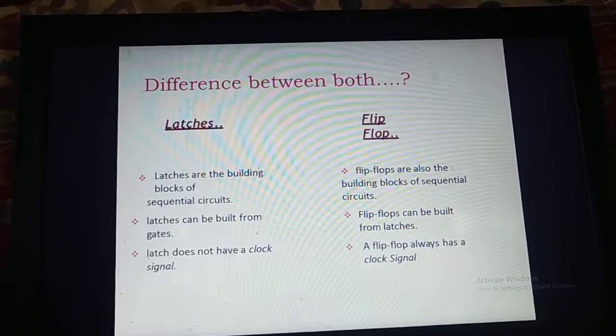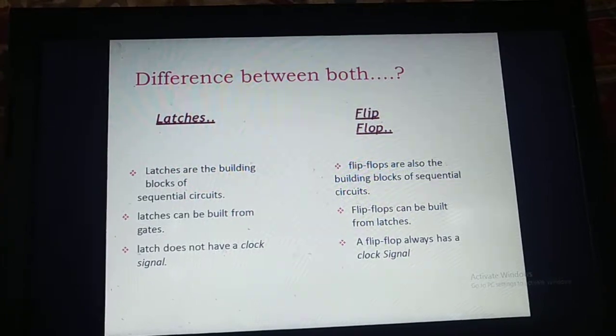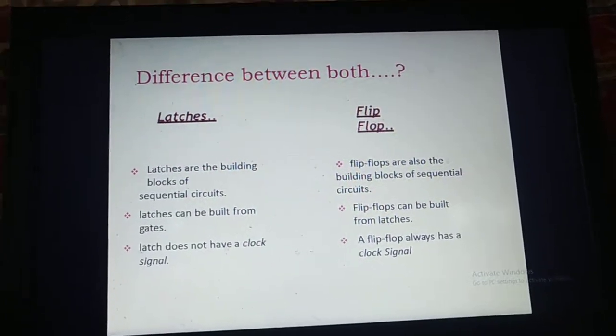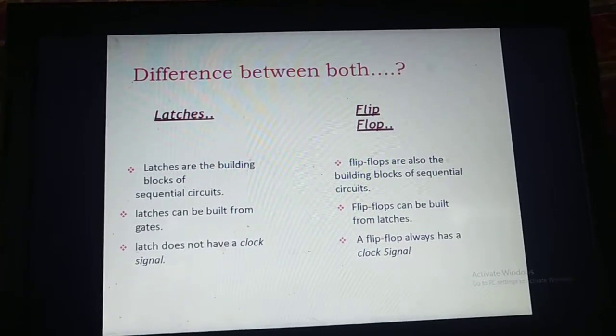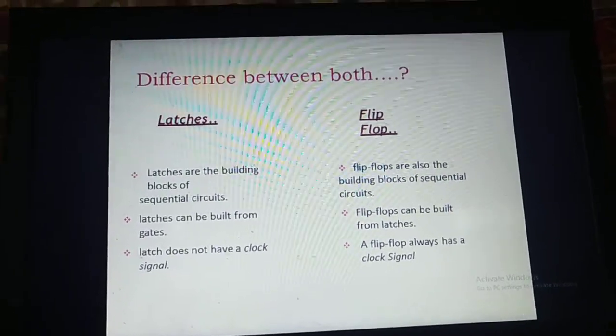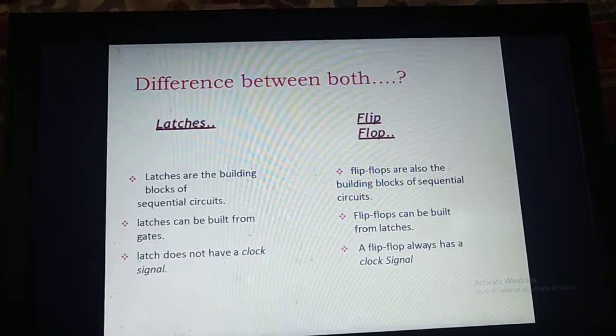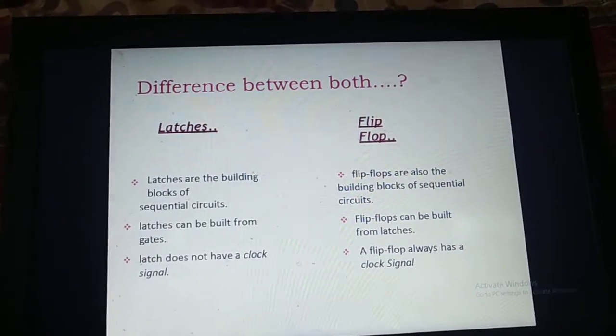So what are the differences between latches and flip-flops? Both are the building blocks of sequential circuits. Latches can be built from gates and flip-flops can be built from latches. Okay, a latch does not have a clock signal, but a flip-flop always has a clock signal.